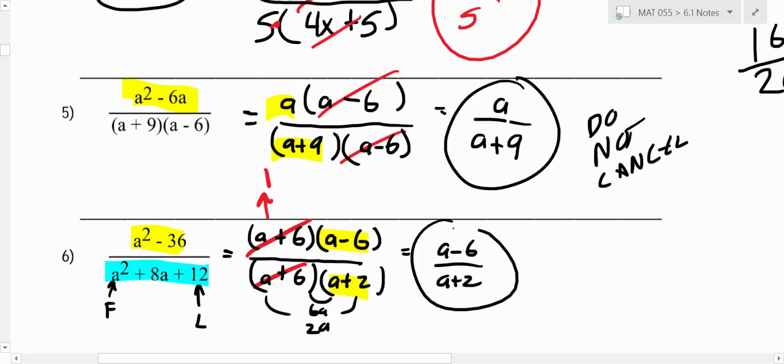Okay? Good? Okay, if you've got your factoring down, you won't have much trouble doing these, I don't think. Okay, everybody with me?